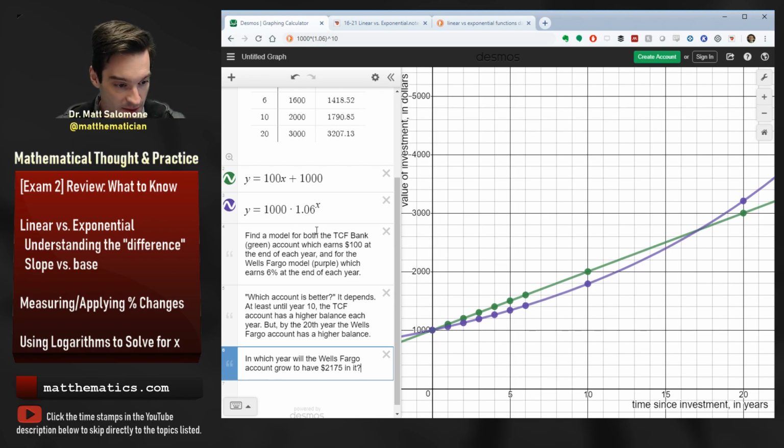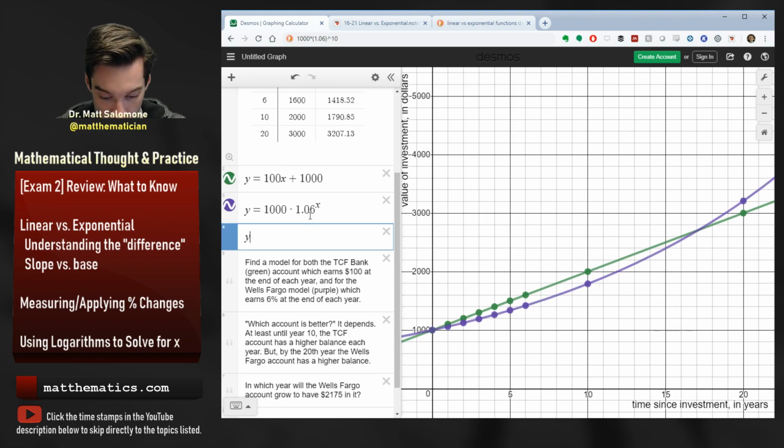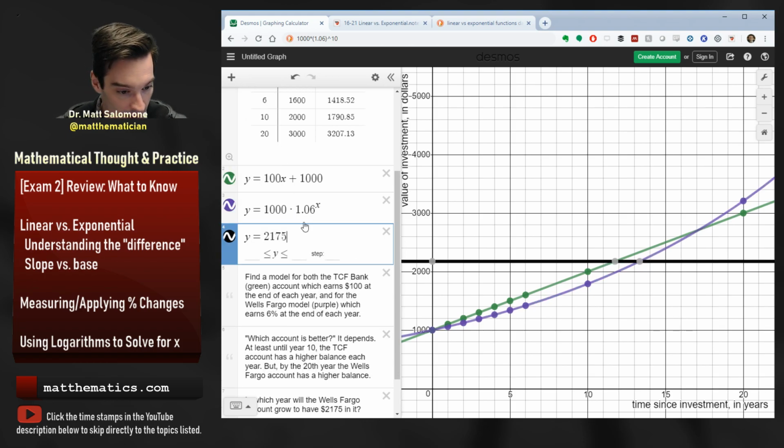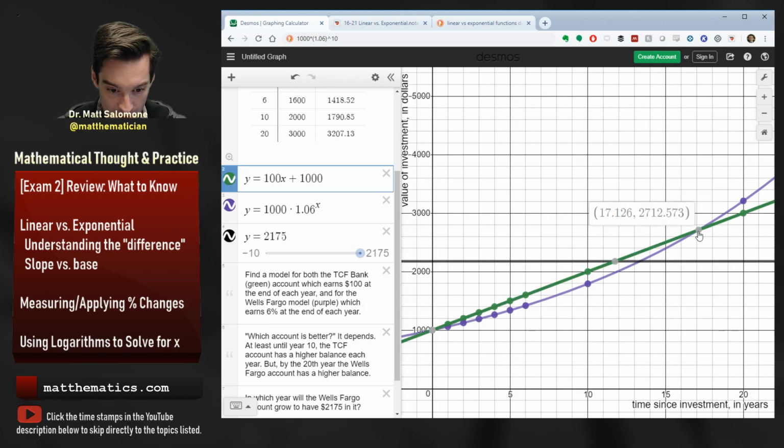So that $2,175, let me just put that on my graph here real quick. Y equals 2175. Whoops, I think I must have gotten that number wrong.